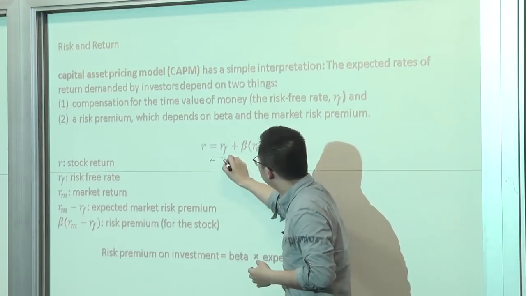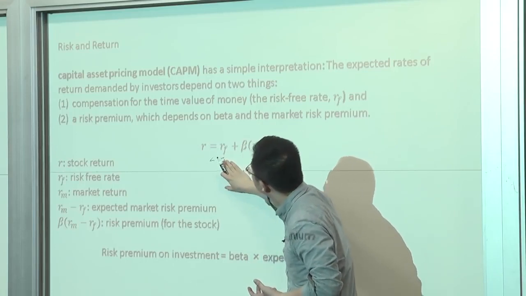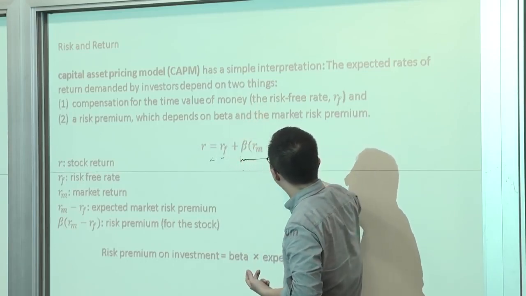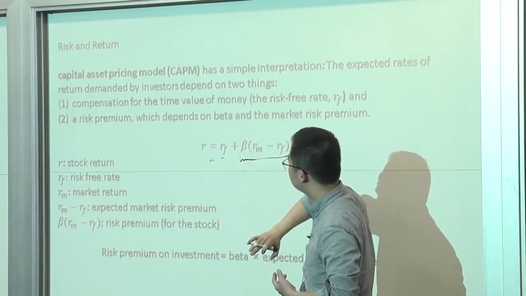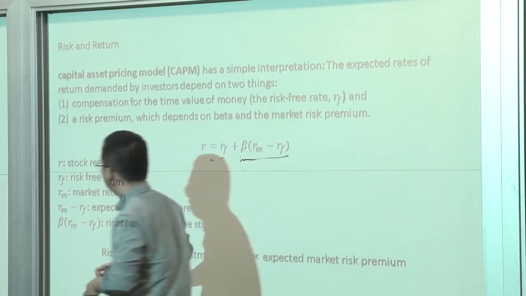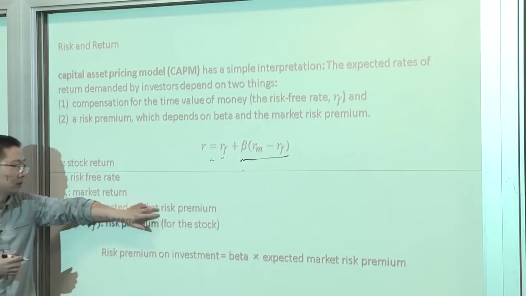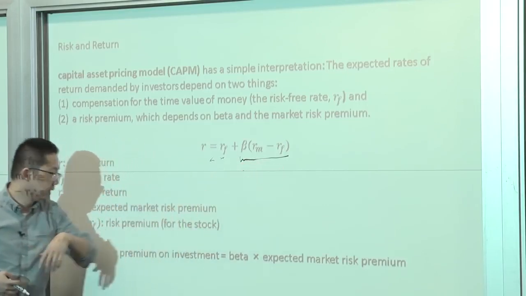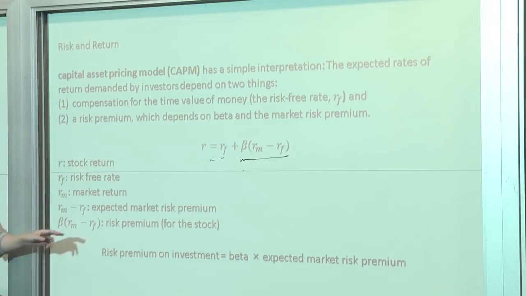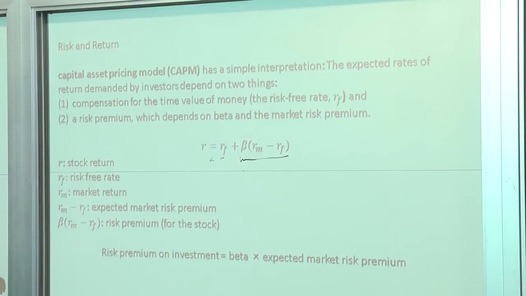So RA is the total return we require on this stock, and RF is the risk-free return. That's part A, and the other part is part B, the risk premium on top of the risk-free return. It is beta multiplied by RM minus RF, where RM is the market return. RM minus RF is the expected market risk premium. So if anybody talks about market risk premium, it is RM minus RF. But what is the risk premium for this stock? It is beta multiplied by the market risk premium.